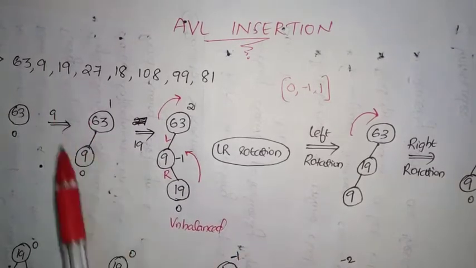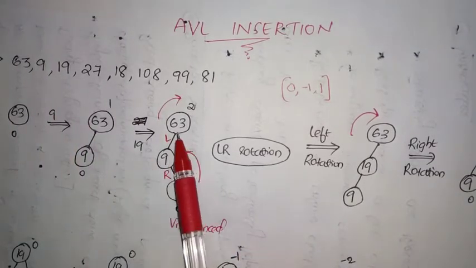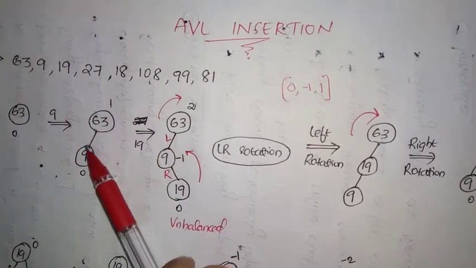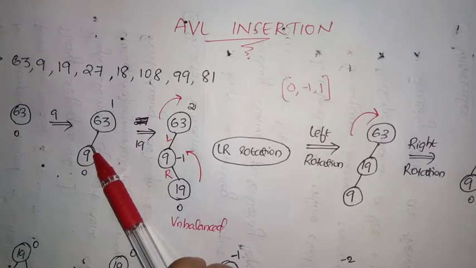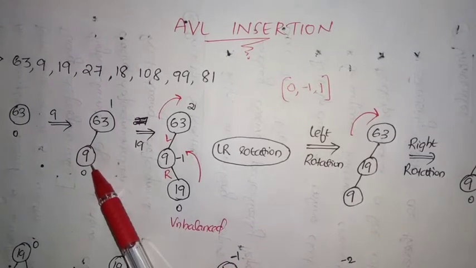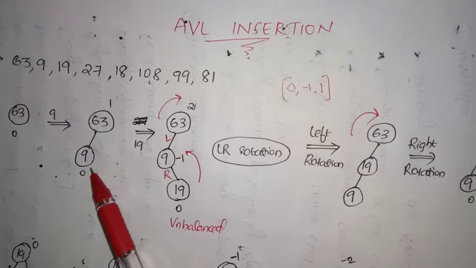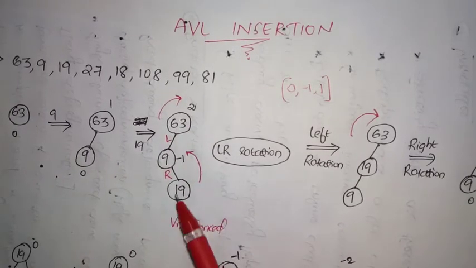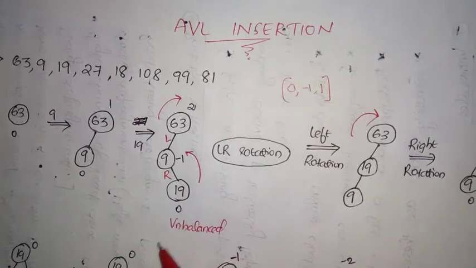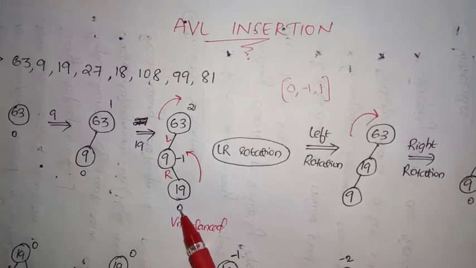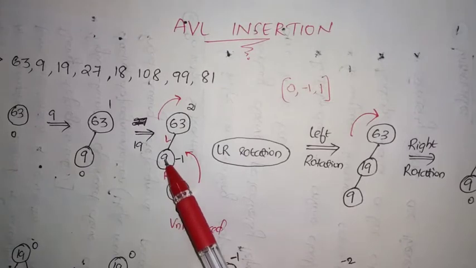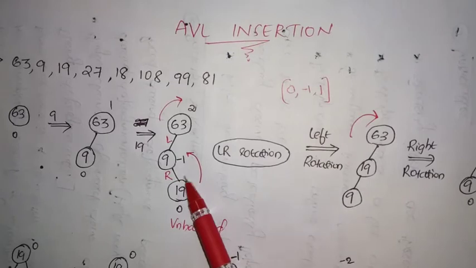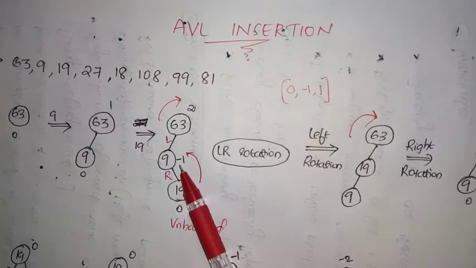Next we have to insert the element 19. This 19 is lesser than 63, so it goes to the left of 63. The 9 exists. 19 is greater than 9, so it goes to the right of the 9. So this is how insertion will take place. Now let's again calculate the balancing factor. The balancing factor of a leaf node is 0. The balancing factor of this node is height of left subtree 0 minus right subtree 1, so 0 minus 1 is minus 1.